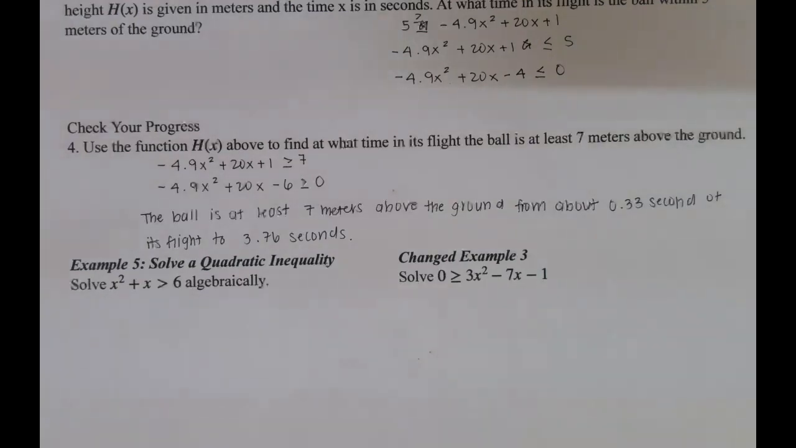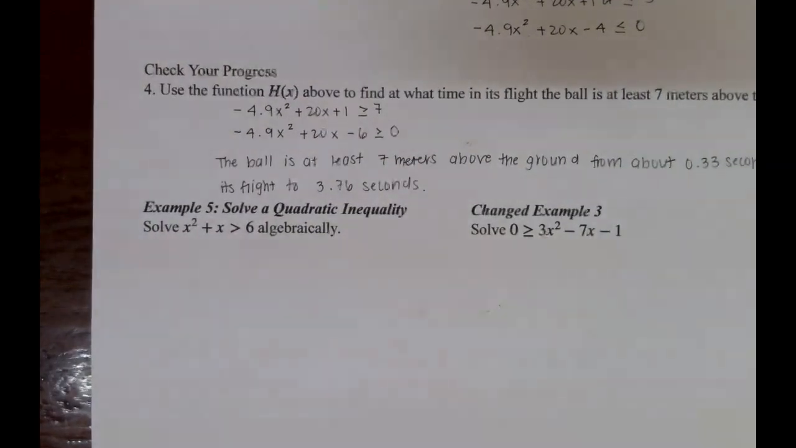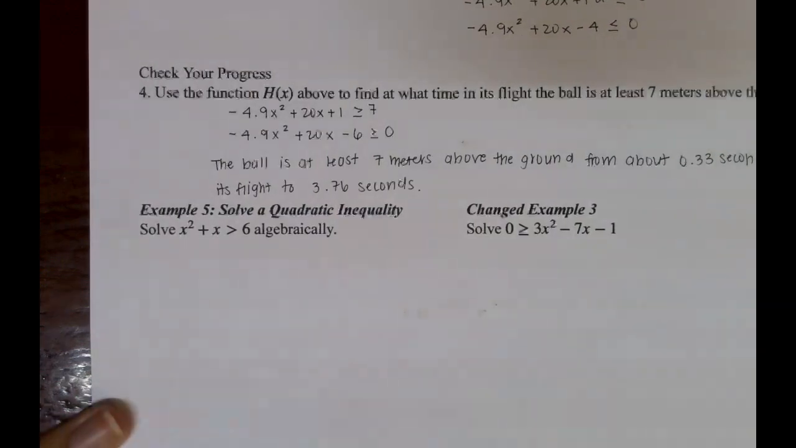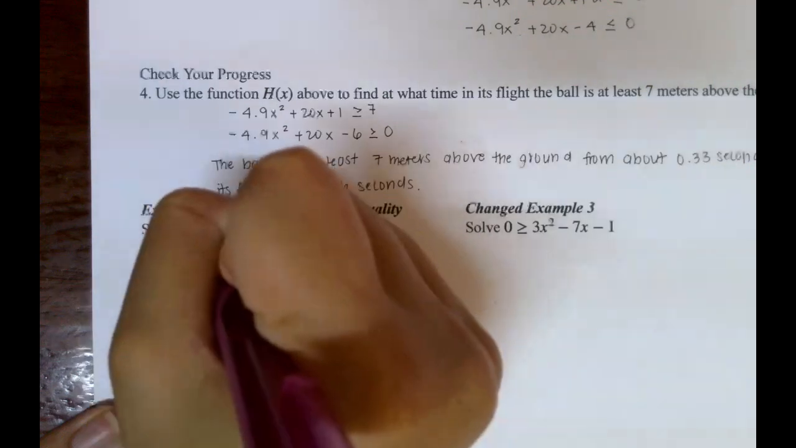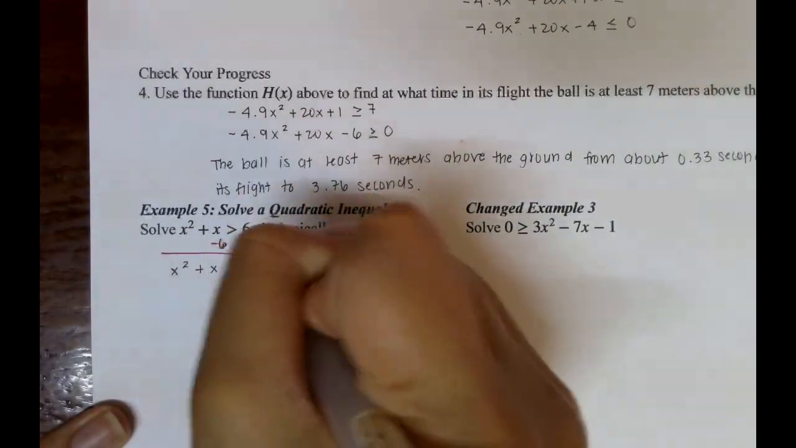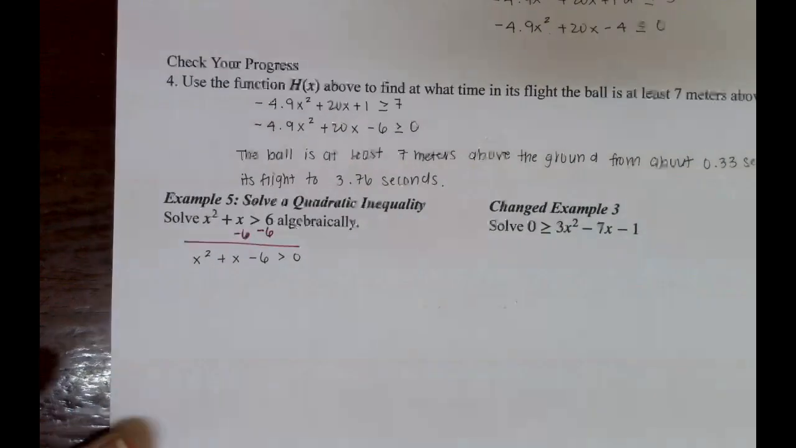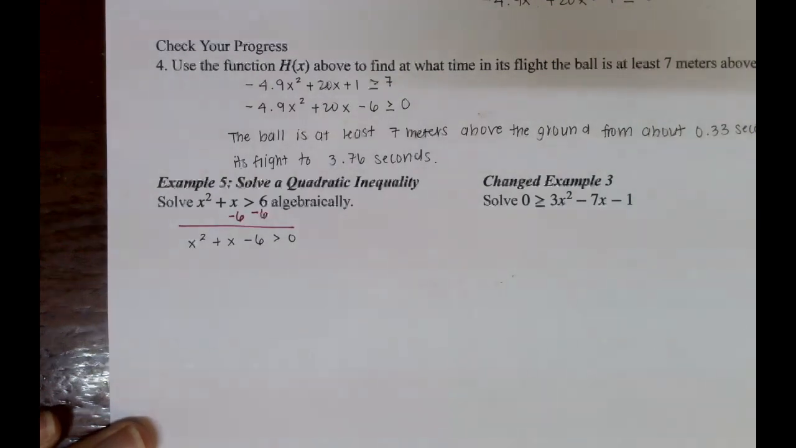So now for the next couple that we're going to do, I'm going to do example 5 and a changed example 3, to show you how we would solve this algebraically. Okay. So we're going to start off with example 5 of x squared plus x is greater than 6. Okay. So what I'm going to do first is I'm going to subtract 6 on both sides. So that way we have it being 0 on the other side. So x squared plus x minus 6 greater than 0. Okay. Then what I'm going to do is I'm going to solve our quadratic just like we do with our other ways, right?